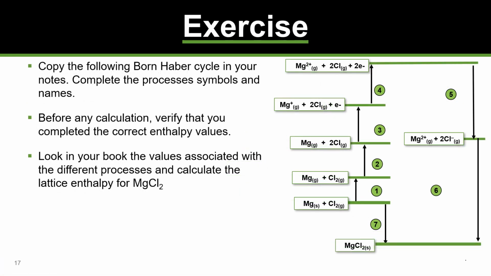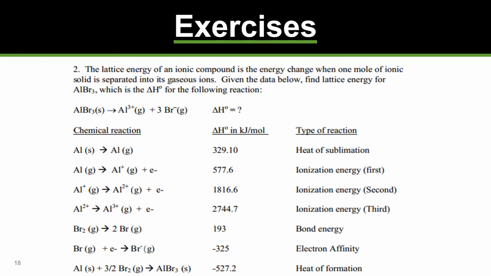In this exercise, you are going to calculate the lattice enthalpy for magnesium chloride. The values for the atomization energies, the first ionization energies, and the electron affinities can be found in your book. So you should stop the video right now and try to resolve this exercise. In this second exercise, you need to calculate the enthalpy change for the reaction that is on the screen, and you have the values that you need for your calculation in the table below. So stop the video and try to resolve it.